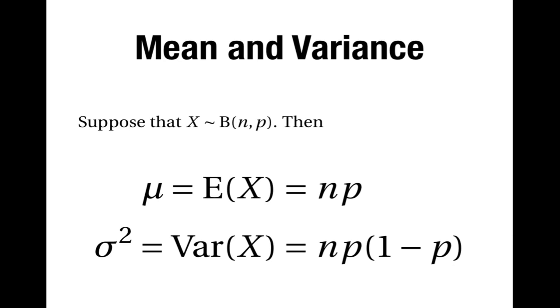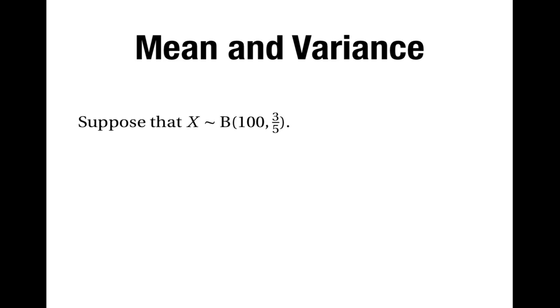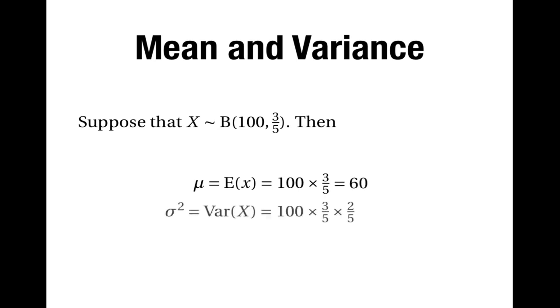It can also be proved that the variance, sigma squared, of the distribution is equal to n times p times 1 minus p. For example, suppose that the random variable x has the binomial distribution with 100 trials and 3/5 as the probability of success. Then the mean is equal to 100 times 3/5, which is 60. And the variance is equal to 100 times 3/5 times 2/5, which is equal to 24.